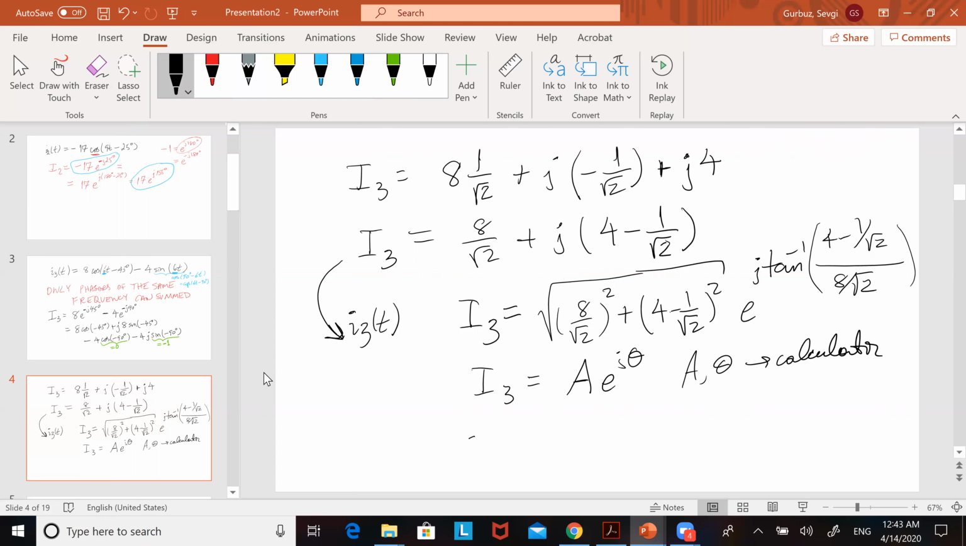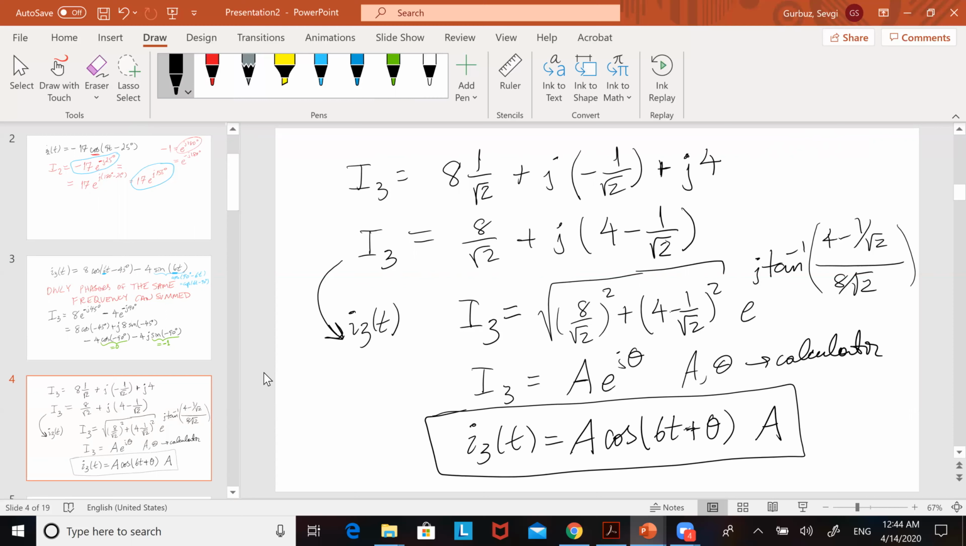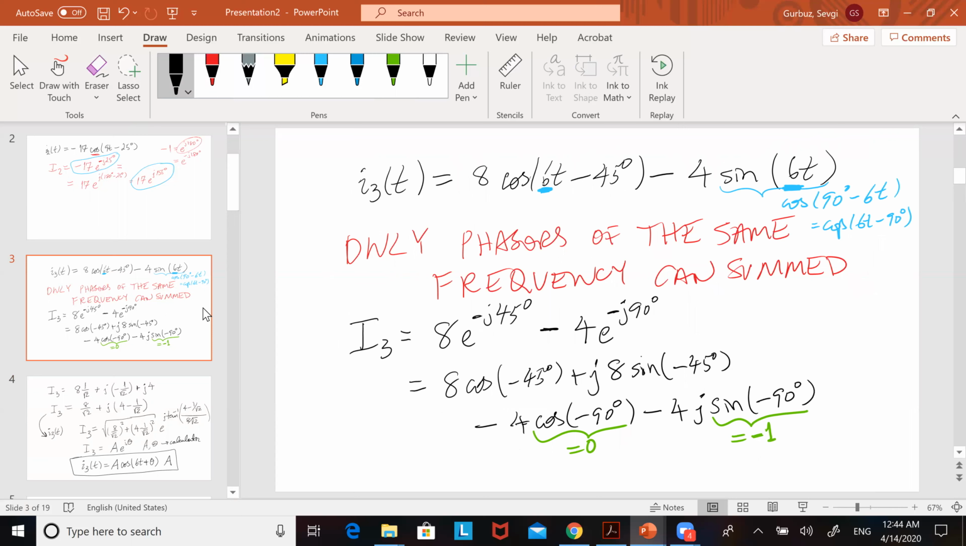If we then want to go back to the form of I3 of t, the way we would do that is we would write the magnitude of the phasor. So this value A is just going to be A over here. We have cosine of the frequency. So whatever was the frequency in the original problem, which in this case was 6, we would write 6t and then plus whatever theta was. And this would be what our resulting current value was in amps, given that we added those two input currents, as we did in the previous slide, not the previous problem.